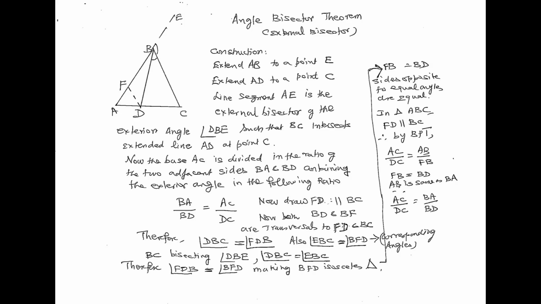BC bisecting DBE, DBC is equal to angle EBC. Therefore, angle FDB is equal to BFD, making BFD an isosceles triangle. Therefore, FB is equal to BD. Sides opposite to equal angles are equal. In triangle ABC, FD is parallel to BC. Therefore, by basic proportionality theorem BPT, we have AC by DC is equal to AB by FB. Now FB is equal to BD, AB is the same as BA. Therefore, AC by DC is equal to BA by BD.